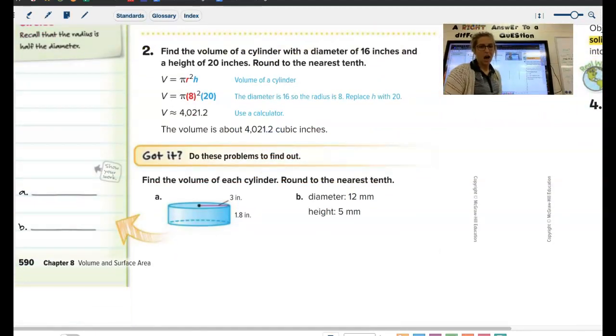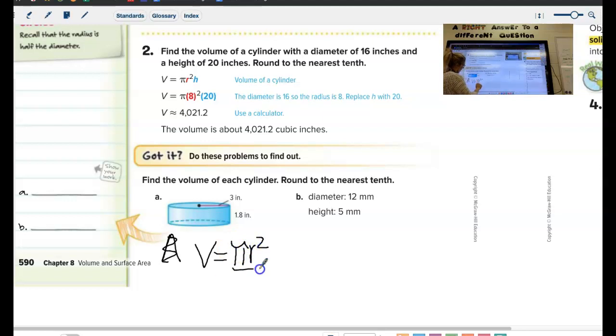So Got It A, I'm just going to write the formula down here. We have volume equals pi r squared, that's our base of our cylinder, times the height. So this right here, since it only goes halfway across that circle, is going to be our radius. So we're going to take pi, which we're going to say is 3.14, times the radius squared, which is 3 squared, times our height of our cylinder, which is 1.8.